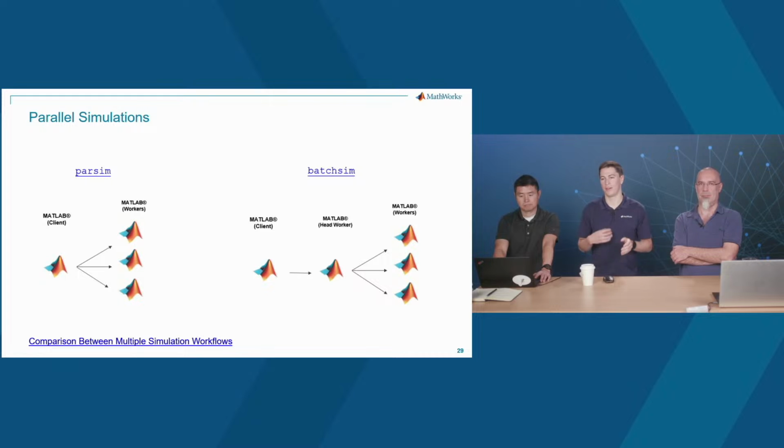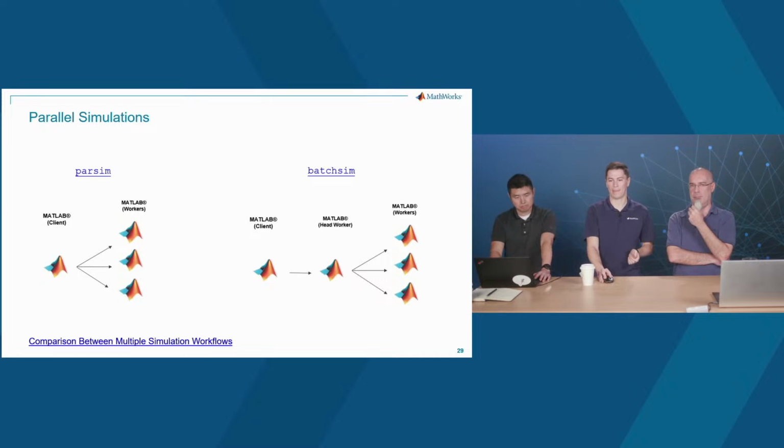Because you don't need a continuous connection between the client and the workers, batchsim is most commonly used for connecting to external clusters like cloud platforms or high-performance computing clusters, where you might not have a stable connection to those workers. And parsim is really popular for when you want to run a lot of simulations on your local machine. Say you have multiple cores and you want to run a bunch of simulations on all those cores.